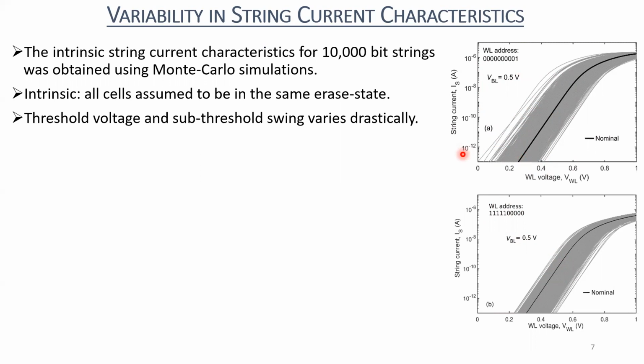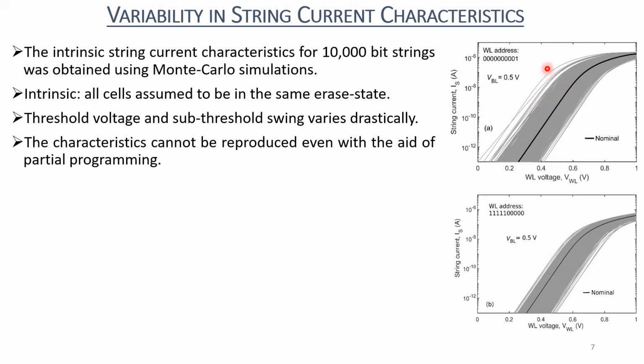So as I told, threshold voltage and subthreshold swing also change. The fact that the subthreshold swing is also changing ensures that even if we shift its threshold voltage in this direction or that direction, we cannot mimic the other string characteristics. Why? Because apart from the threshold voltage, the subthreshold swing also needs to be the same in order for two IDVG characteristics to remain the same, right? If the subthreshold swing were the same, then by partial programming we could have shifted this curve, and then we could have reproduced the characteristics of the other string as well. However, since the subthreshold swing is also changing, we cannot reproduce this just by using partial programming.